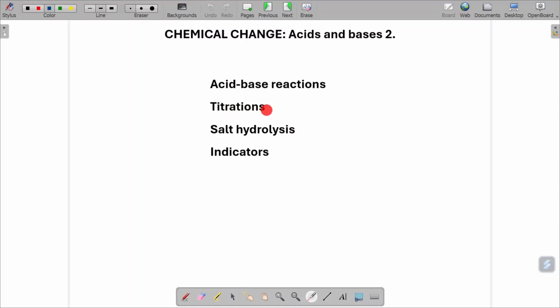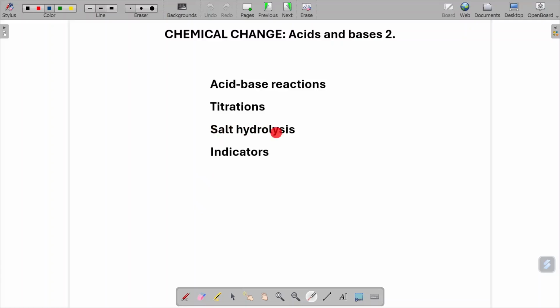We'll look at a specific kind of acid-base reaction, which is called a titration, which allows us to work out some quantitative information about acid-base solutions. We'll also consider salt hydrolysis. We'll see that one of the products of an acid-base reaction is a salt, and we will look at the effect that a salt has on the solution of an acid-base reaction after the reaction is completed.